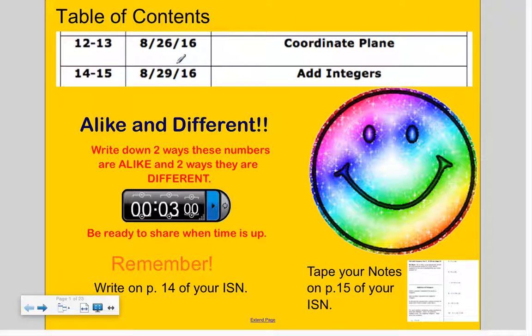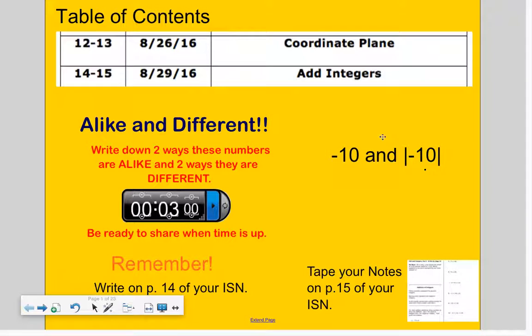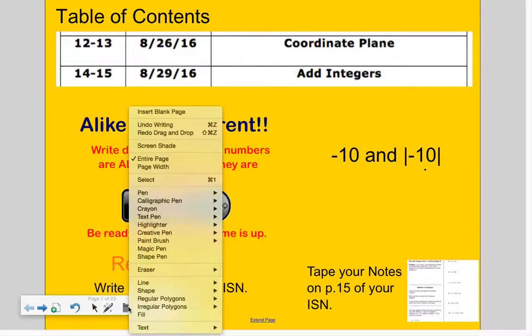Today we're going to talk about how to add integers using counters. So in our number routine, it is about alike and different. Write down two ways these numbers are alike and two ways these numbers are different. So let's click on our smiley face. So let me use my text.